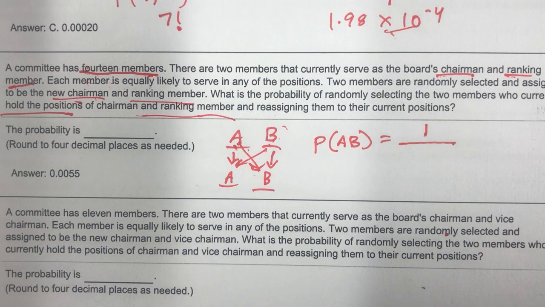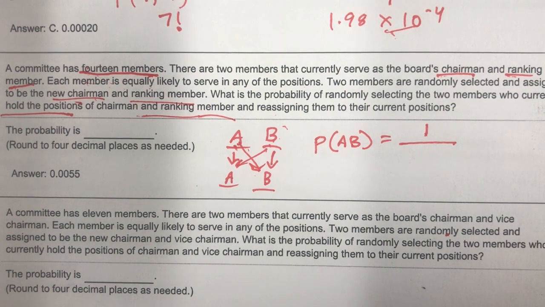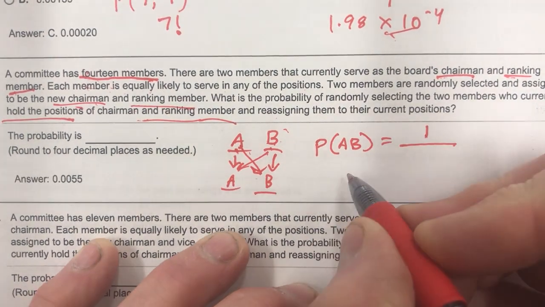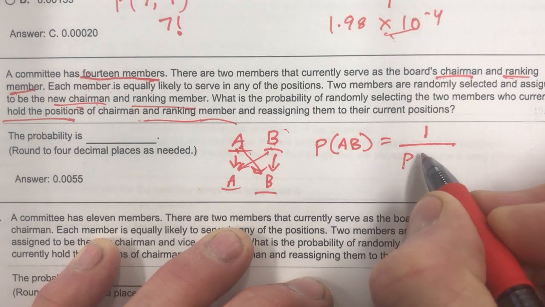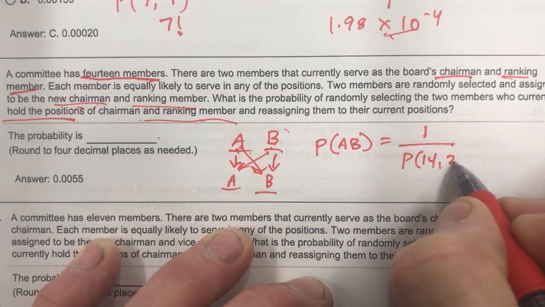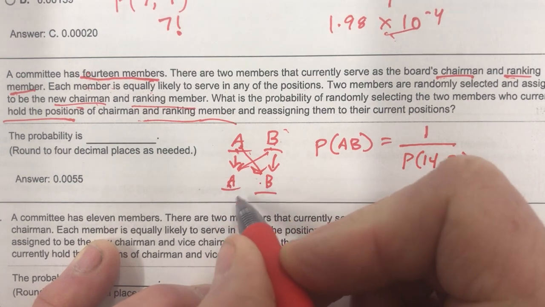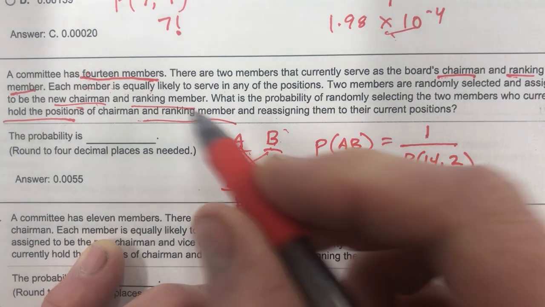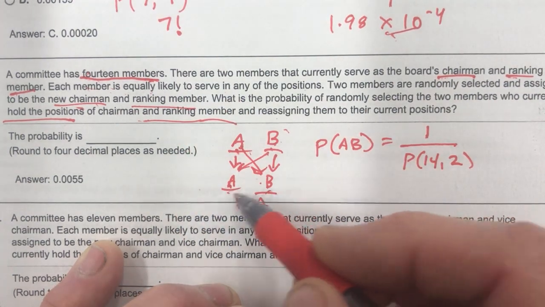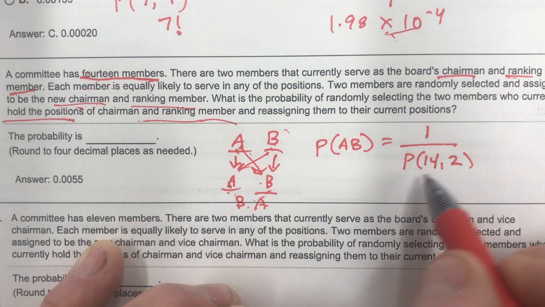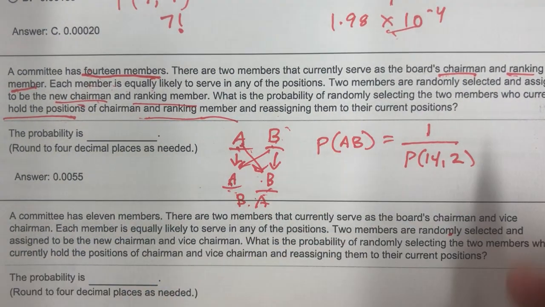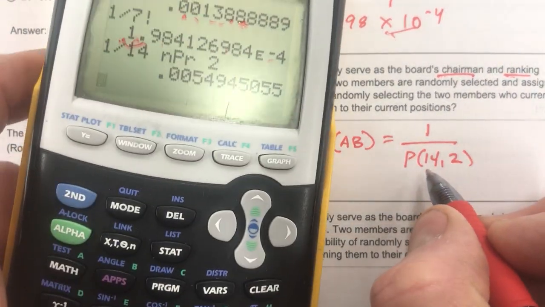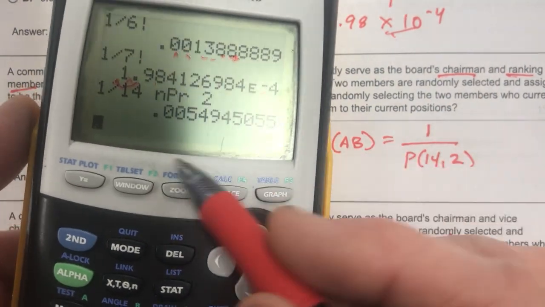Which means this right here. This is a permutation of those 14 people selecting 2, because the order matters. See, AB is different than BA. So this is going to be a permutation on the bottom. So of the 14 members, we want 2 of them to fill these 2 spots, and the order matters, so it's a P. And now if I punch this in, this would be 1 divided by this 14 NPR 2. So here it is right here.